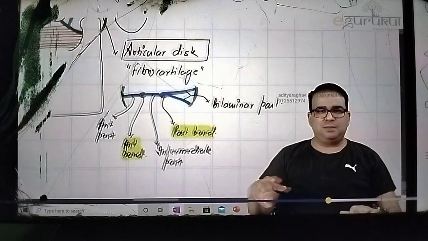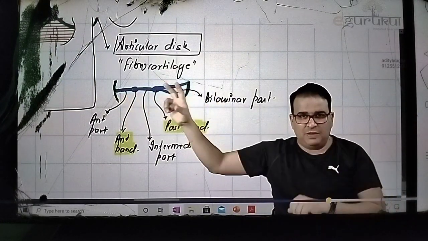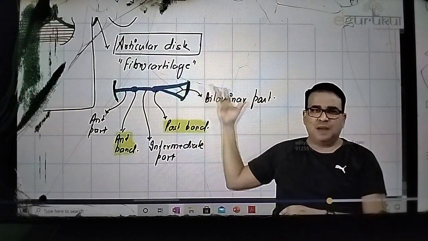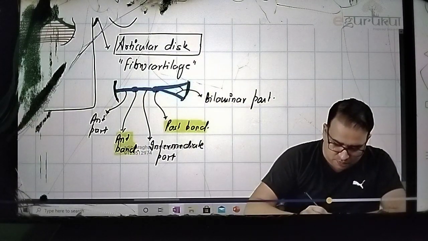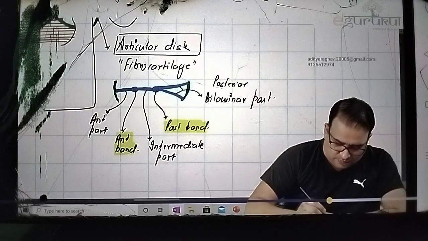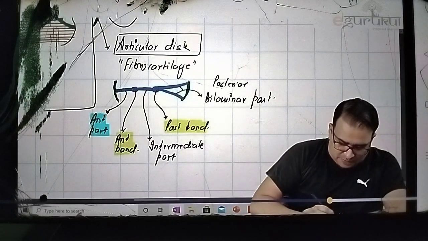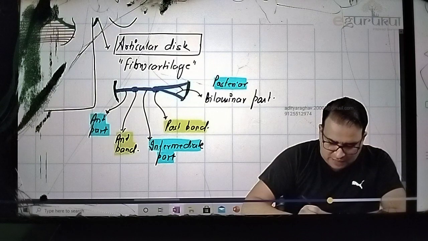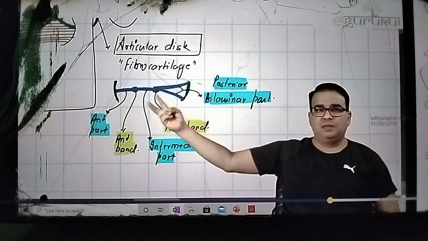So these are the parts of the articular disc. We have the anterior part, the middle or intermediate part, and the posterior part. The posterior part is bilaminar; this is the posterior bilaminar part. Let me put them in the same highlighter here. Anterior part, intermediate part, and posterior bilaminar part, and these three parts are divided by what? By the two bands in between.